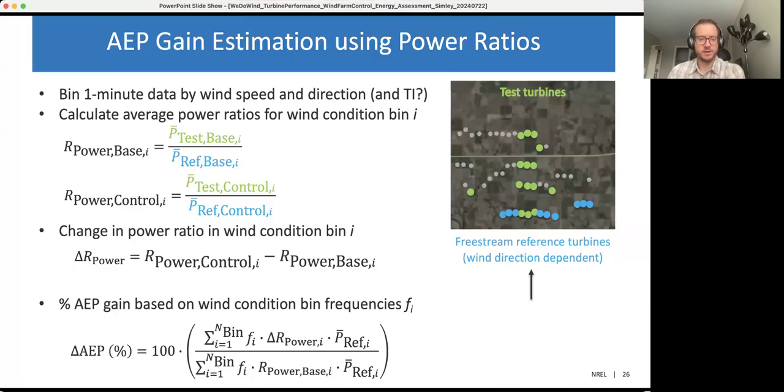And then the denominator is just going to be what our baseline AEP would be estimated to be. And that's where instead of summing the change in the power ratio, we're just summing the power ratio of the test turbines during baseline control periods.